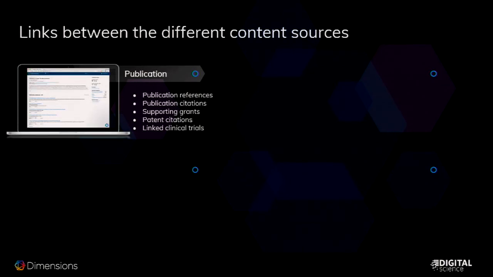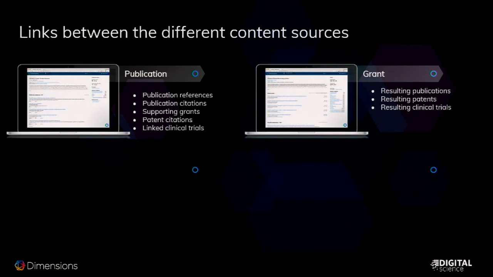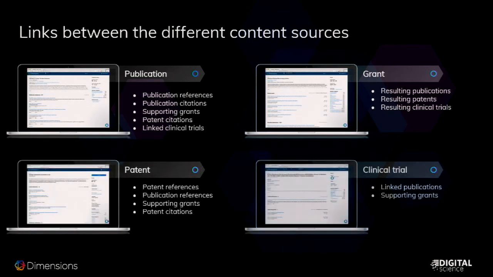So if you look at a publication record in Dimensions, where possible, we have included all the publication references, so you can link out to those documents, and publication citations, so you can link out to those. Where we can identify the grant that supported this publication, we link to that record. Likewise for patents and clinical trials. So you can see this applies across all the content types.